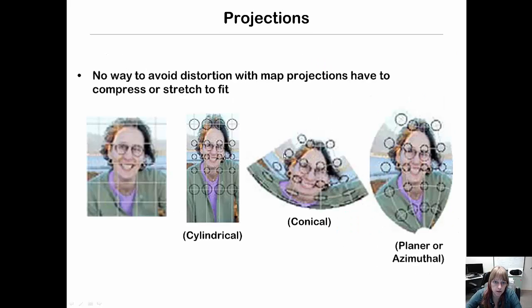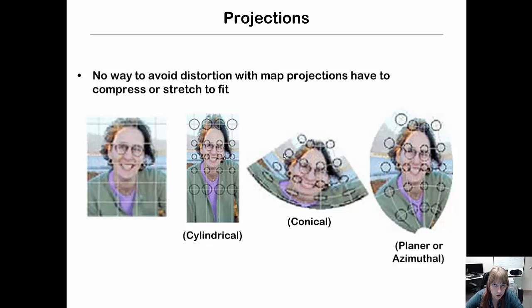Projections are also important because projections automatically distort whatever you are looking at. So there's absolutely no way to avoid distortion. It's just impossible. But you can have projections that do a good job of conserving certain things about your map. So, like you guys have learned, some maps will preserve area, whereas others will preserve shape.